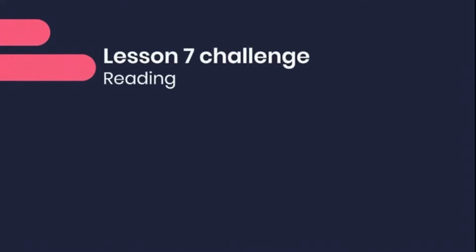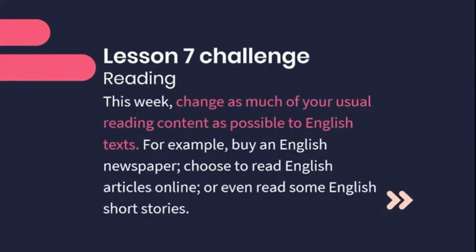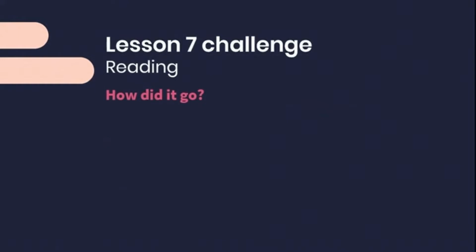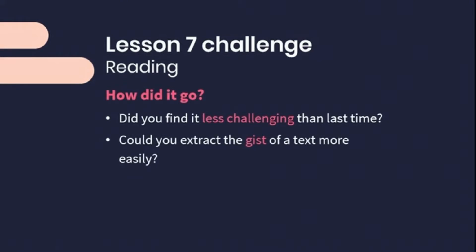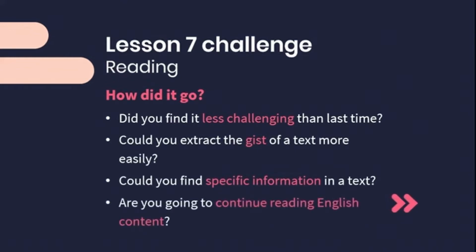In the last lesson, I challenged you to change as much of your reading content as possible to English texts. For example, you could buy an English newspaper, read English articles online, or read some English short stories. How did it go? Did you find it less challenging than last time? Could you extract the gist of a text more easily? Could you find specific information in a text? Are you going to continue reading English content?